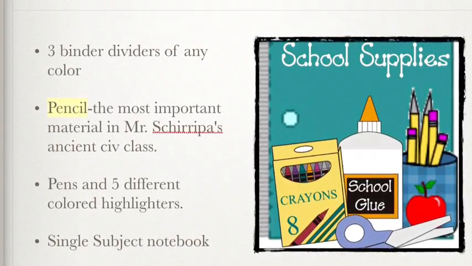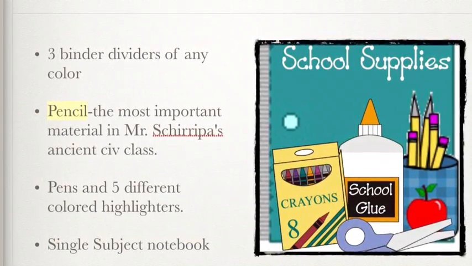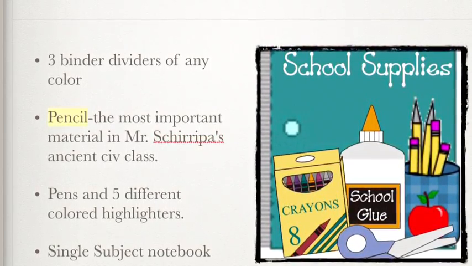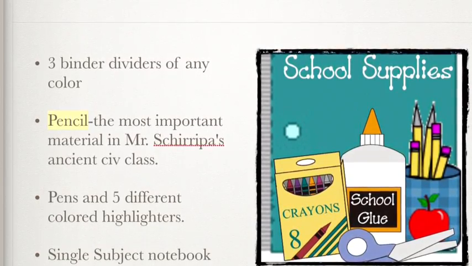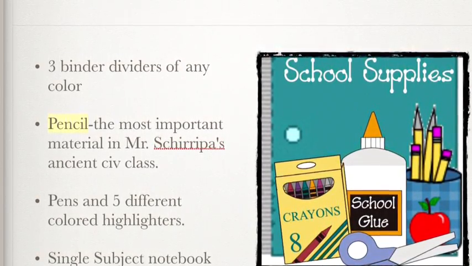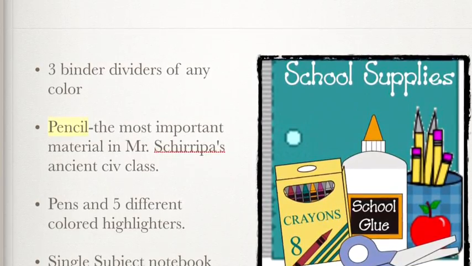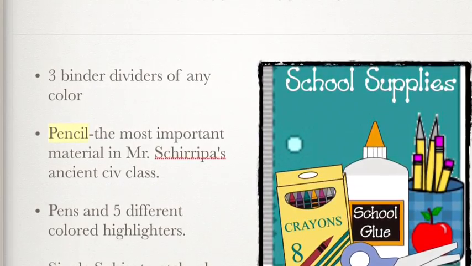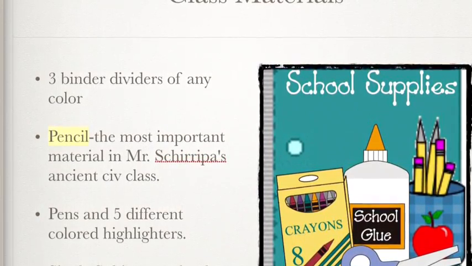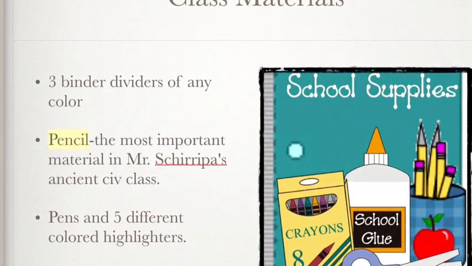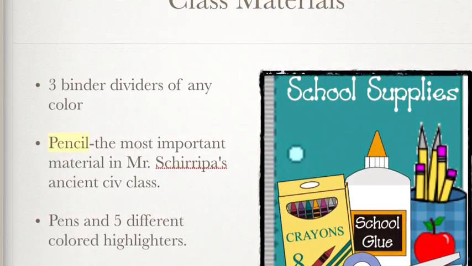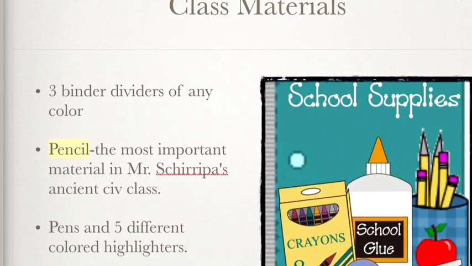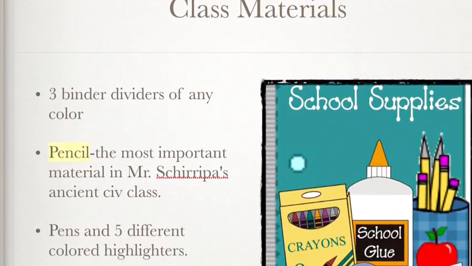Let's start by going over the class materials you guys need to have in Ancient Civ class every single day. Those materials are 3 dividers of any color. Remember, these dividers are going to help keep your binder organized into very specific sections. Number 2, you need to have a pencil. Notice that the word pencil is highlighted in yellow. Please write down the definition that follows that yellow highlighted word pencil, because you must come to my class every single day with a pencil. Alright? You also need some pens and different colored highlighters, and last but not least, a single subject notebook for taking notes. So that wraps up the materials you guys need every day for my class.